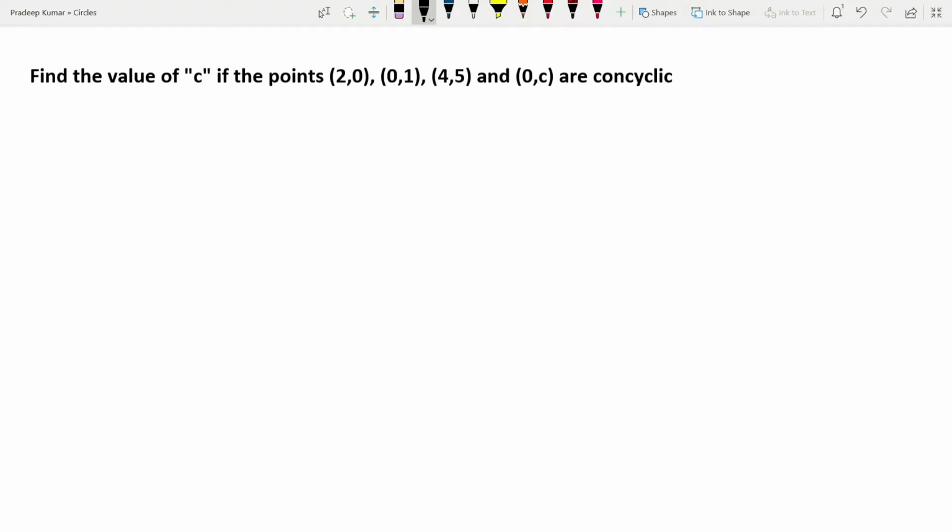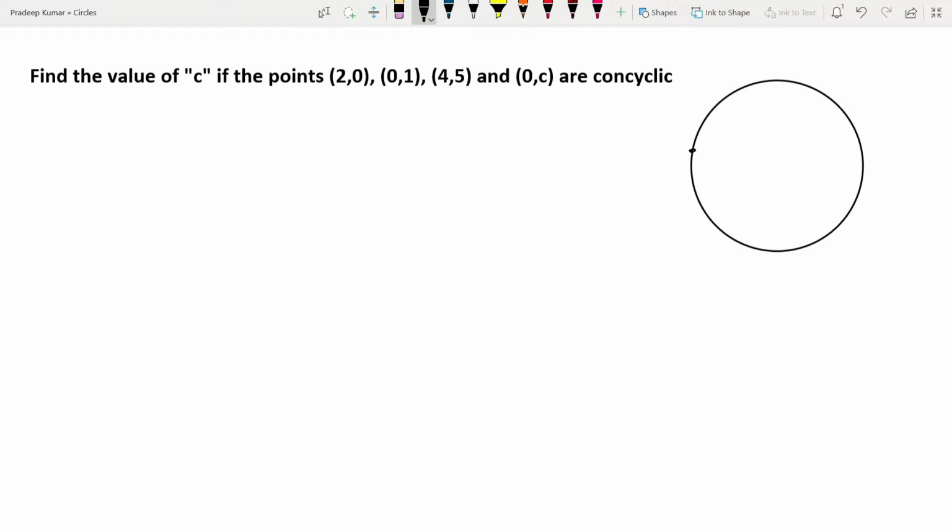Let's read the question. Find the value of c if the points (2, 0), (0, 1), (4, 5) and (0, c) are concyclic. So the question is that these are all the points which were there on the circle. Okay, suppose we'll just draw a circle. So this is a circle. To the circle there are points.